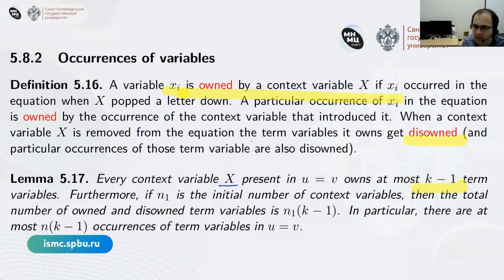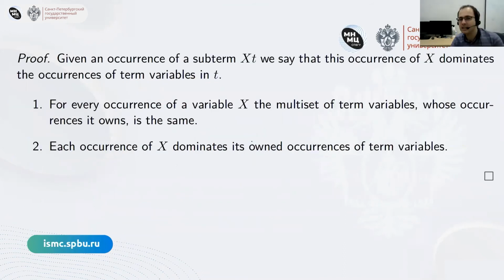And the maximal number of those owned and disowned variables is n times k-1, where n means the number of term variables that we have. Okay, and why is that? Maybe first a small notation: if we have x applied on some term t, then this x dominates everything inside this term t. Domination means that it is somewhere higher in the tree.